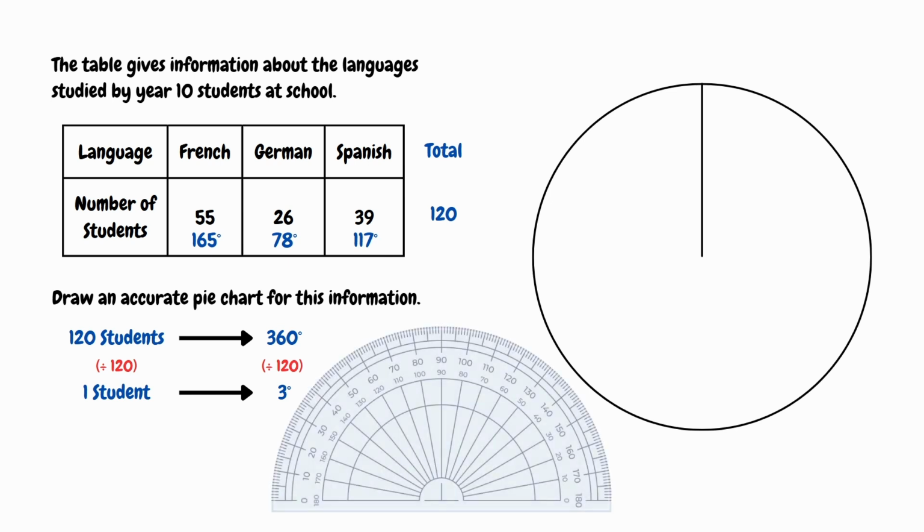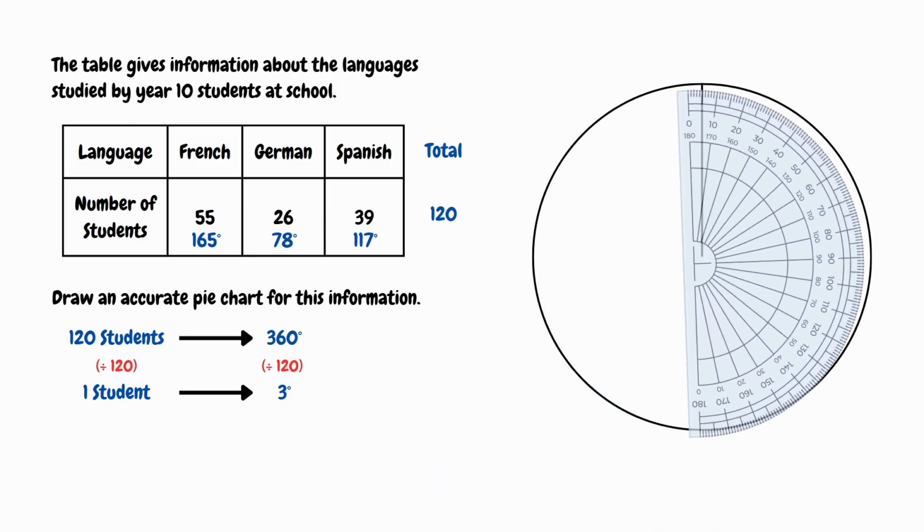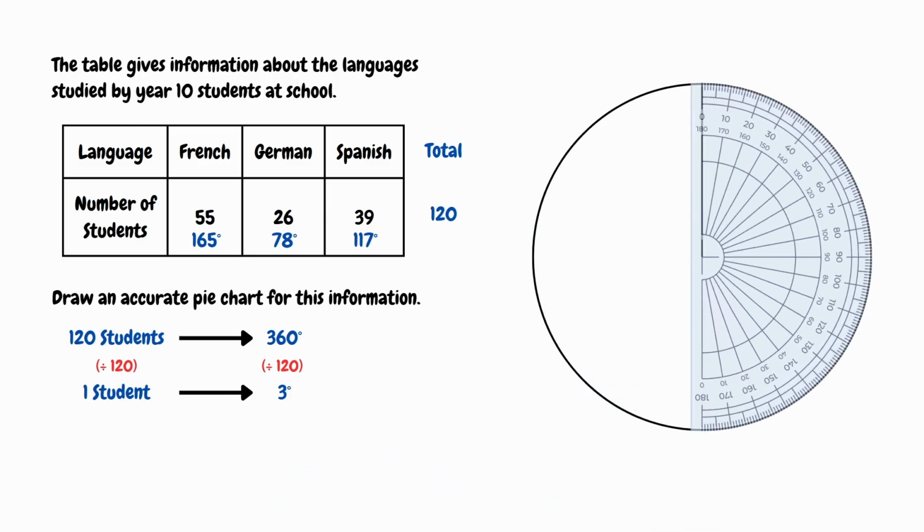So to begin with, I'm going to draw the sector for French, which has an angle of 165 degrees. So I'm going to place the centre of my protractor in the middle of the pie chart, and I'm going to line up that 0 on the outside of the protractor on the vertical line that I was given. So I'm now going to measure clockwise, so I'll be using the outside numbers to measure my angle.